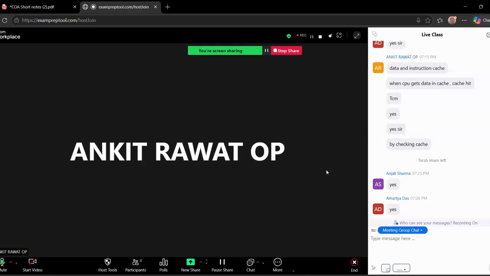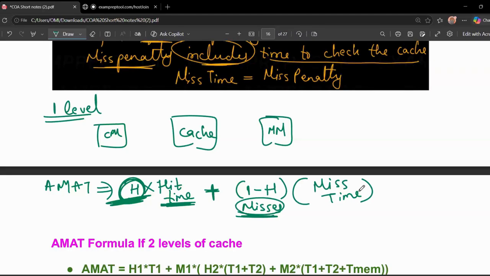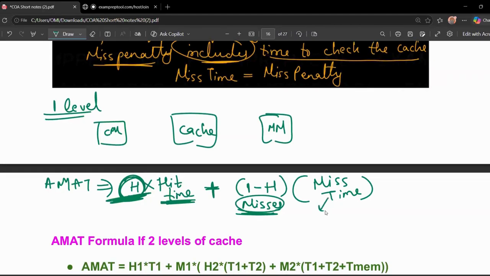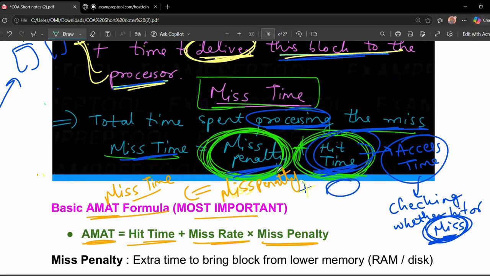So this is the simple formula: hit ratio into hit time plus miss ratio into miss time. Now, miss time has two terms: miss penalty plus hit time. See here, miss penalty plus hit time.